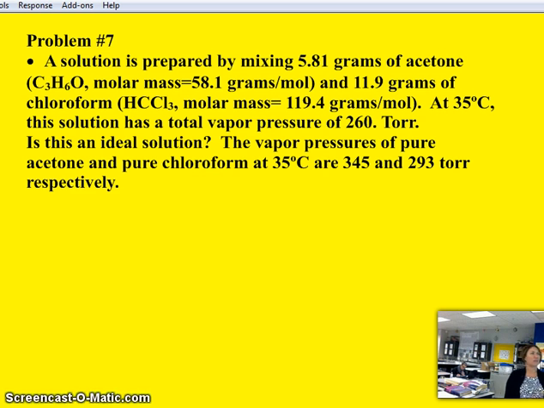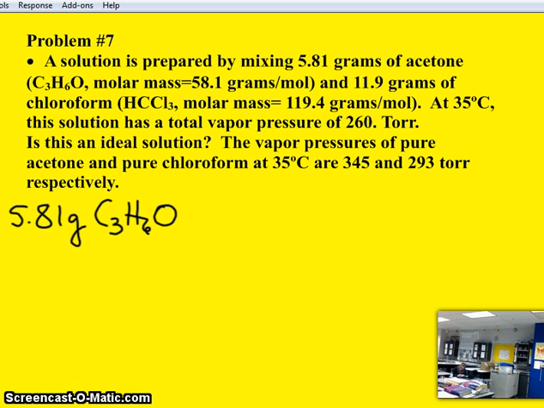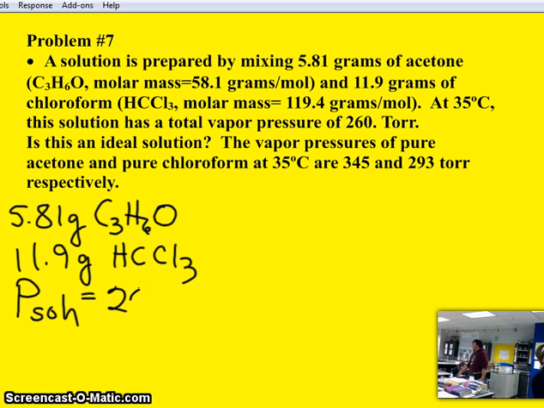It's also very volatile. At 35 degrees, the solution has a total vapor pressure of 260 torr. Is this an ideal solution? The vapor pressure of pure acetone and pure chloroform are 345 and 293 respectively. Okay, a solution's prepared. Let's write down our numbers. We have 5.81 grams of acetone, and if they give us the molar mass, and we have 11.9 grams of chloroform. At 35 degrees, the pressure of the solution is 260 torr.